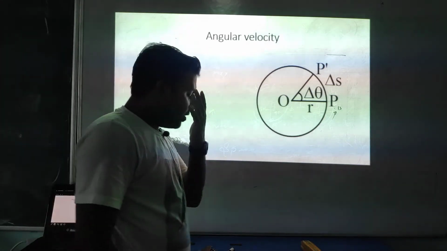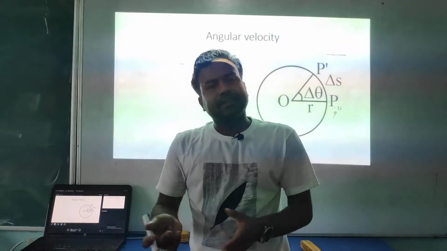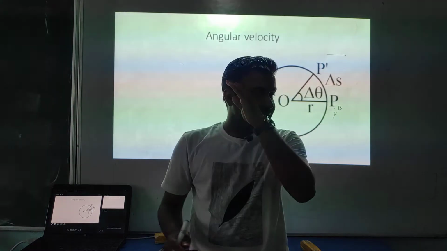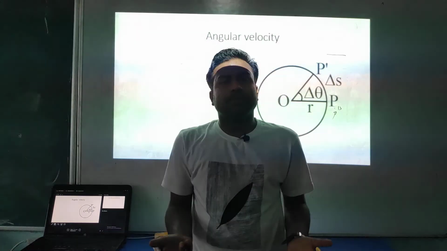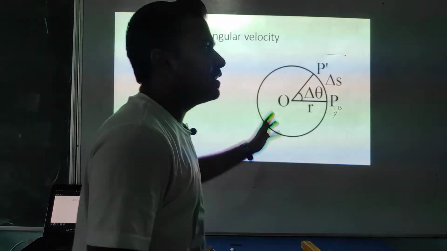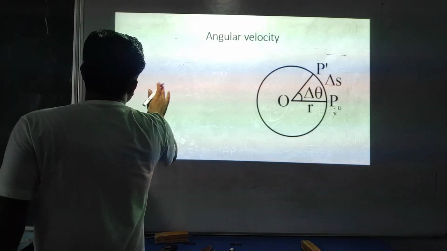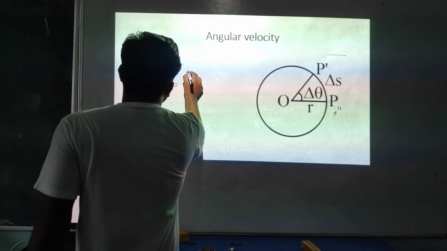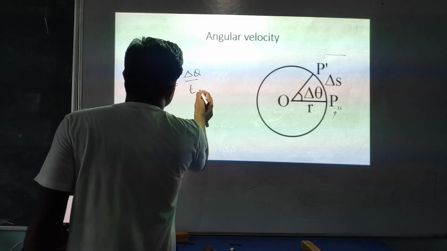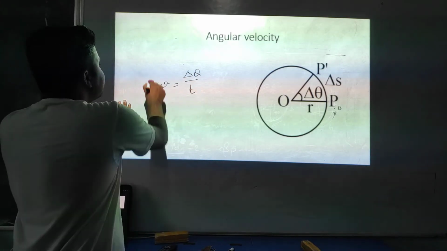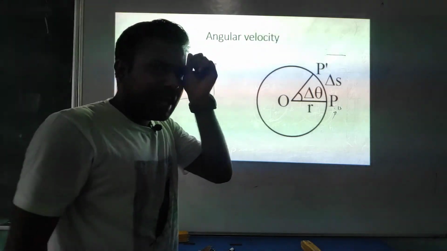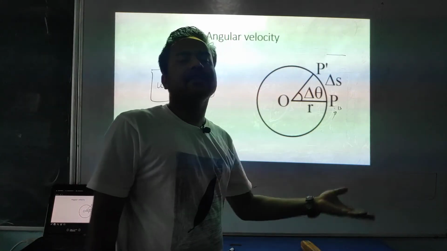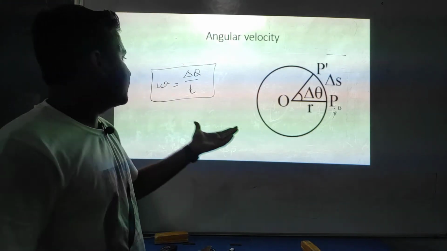Now I am going to discuss the angular velocity. In rectilinear motion, what do we discuss? Displacement, velocity, acceleration. Here also we'll discuss the same things, just the word angular is attached, and we denote the angular velocity with omega. Omega is delta theta by t. It means, in unit time interval, how much angle is swept, or how much angle has moved. That is called the angular velocity.